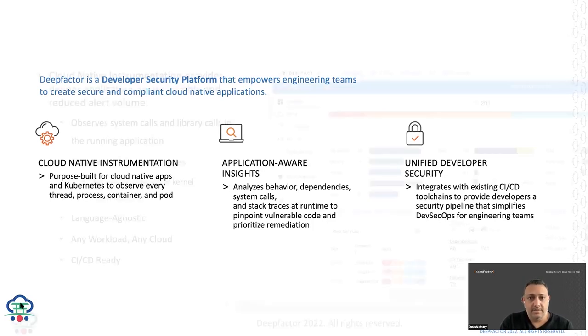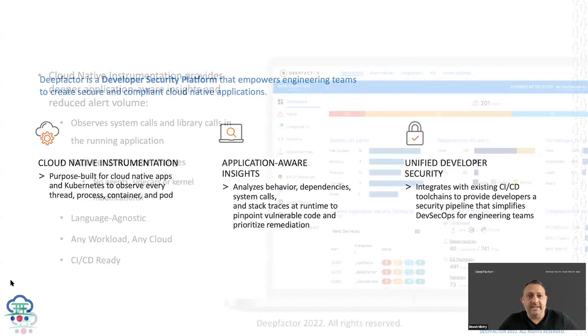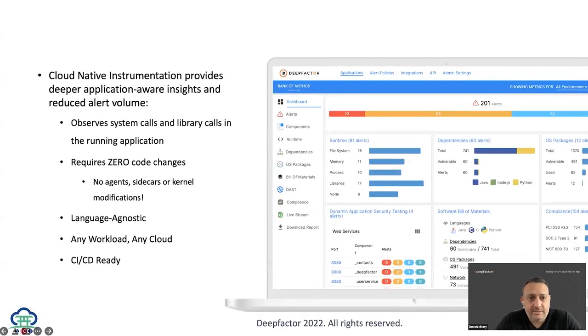So what makes Deepfactor unique? As I mentioned, it's our ability to seamlessly collect information from within all your application components. We're observing every system call, every library interaction that's running within the application itself. And we do this without requiring any code changes. When we talk to developers, the last thing they want to do is add additional lines of code into their application that they're not responsible for. With Deepfactor, there are no code changes required. There are no agents, no sidecars, or even kernel modifications. It just seamlessly integrates. And as I jump into the demo, I'll show you how easy that is.